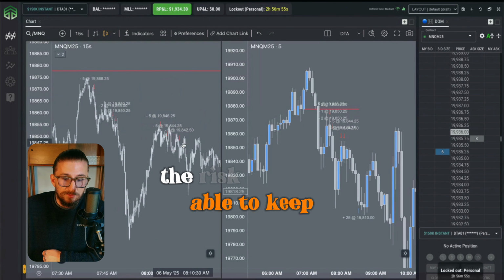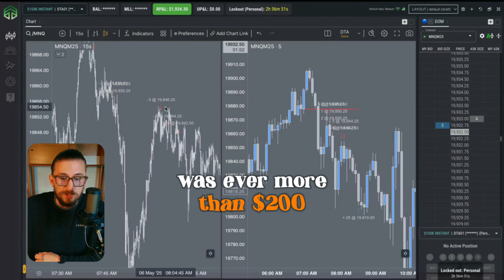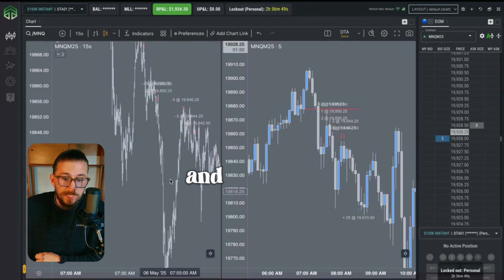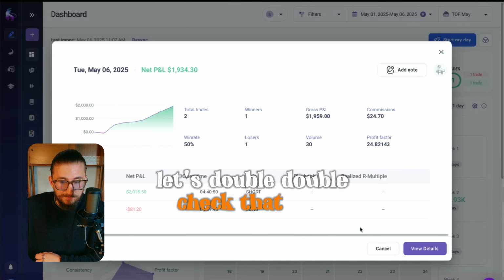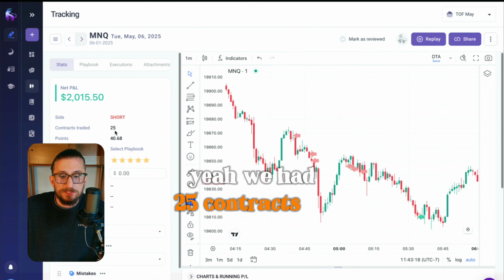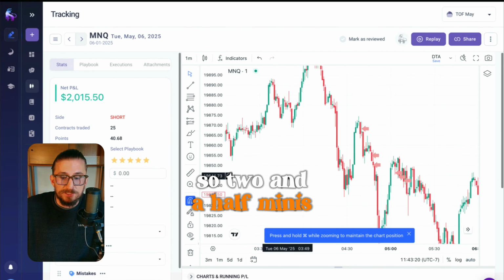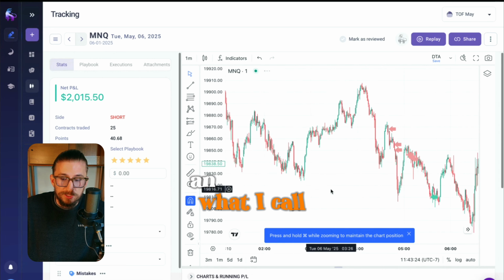So I was able to keep the risk relatively tight. I don't think my open risk was ever more than $200 for any of this. And with 20 micros by the end of it, let's double check that. You see right here, yeah, we had 25 contracts, 25 micros, so 2.5 minis, and we never had more than a couple $100 of risk. That's what I call an A+ trade.